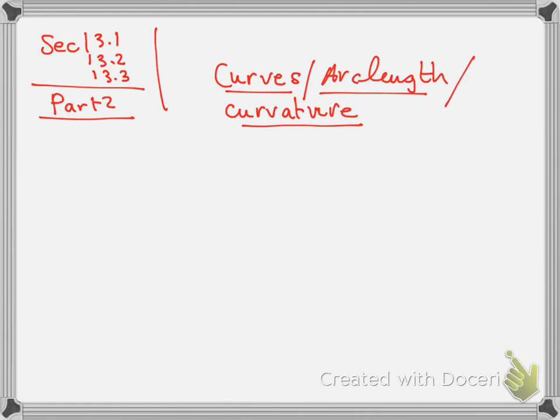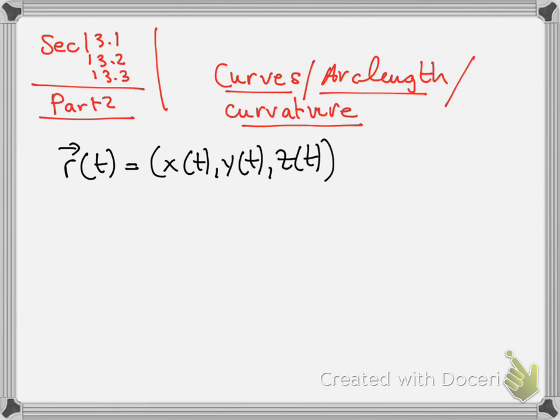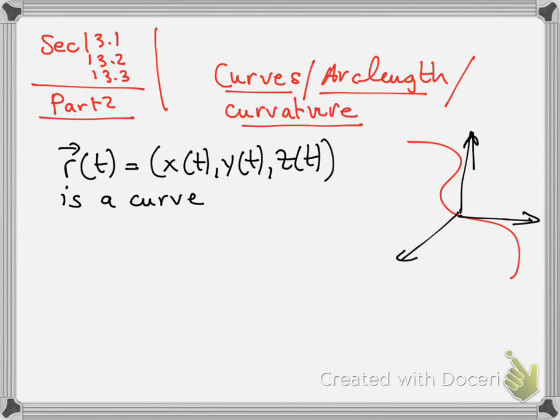So let me just finish the second part of sections 13.1, 13.2, 13.3. It's about the curvature. Again we have a curve, let's say r of t, which is x of t, y of t, z of t. It's some curve here. This is r of t, a curve, right? This is my x, this is my y, and here's my z. So I have my curve.